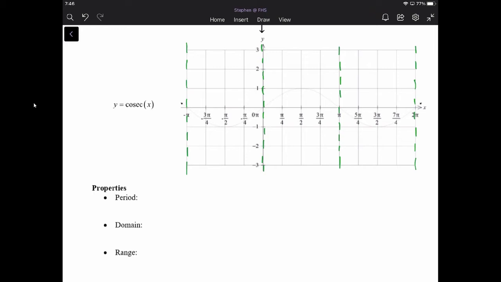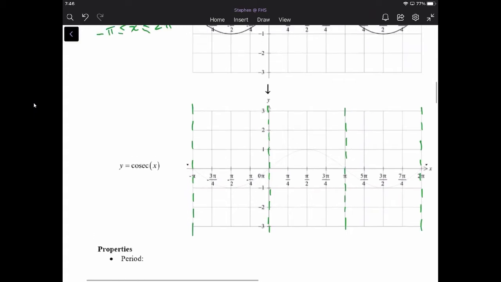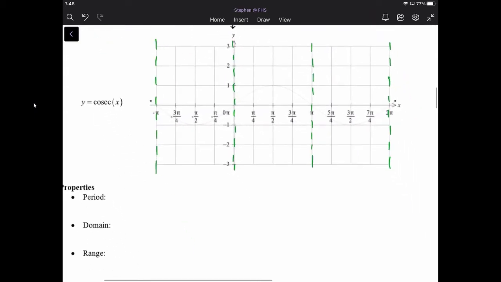Now, as is always the case with asymptotes, it's a good idea to label the equations of these asymptotes. So let's do it just below the graph. So we have x equals 2 pi. Here we have x equals pi. Here we have x equals 0. And finally we have x equals negative pi.